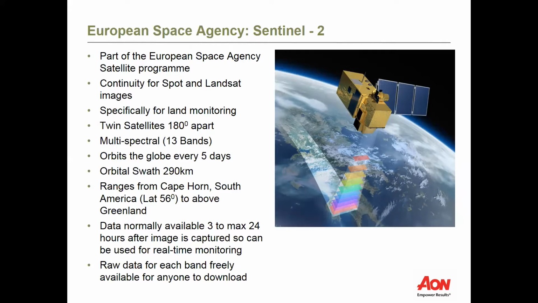Every 5 days they orbit the Earth, and they cover the whole country. And normally you can get the data within 24 hours, sometimes quicker. So it's real-time data, it's free, and you can download it from their website. They have a really good, easy-to-use website where you can put in the data that you want. You can even get a preview of the image before you download it. So I highly recommend, if you're interested in this stuff, going on to the European Space Agency and having a look.